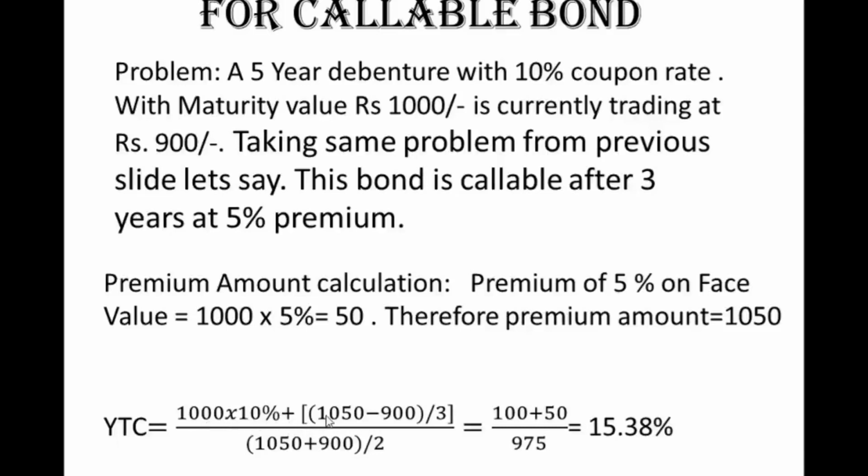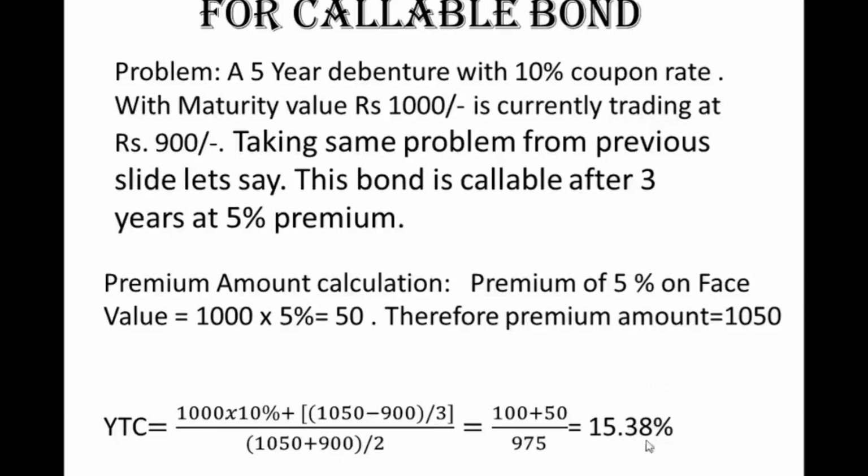Now, the same problem we will repeat. Let us do the interest calculation, which is 1000 into 10%, plus what is the future value now? It is 1050 minus the present value. Present value is the same, that is 900. The whole is divided by 3 because now they are calling it within 3 years and they are not keeping it for 5 years. The whole is divided by the average earnings. Average earnings is nothing but the future value plus the present value divided by 2. So the future value is 1050, the present value is 900, and the whole divided by 2.